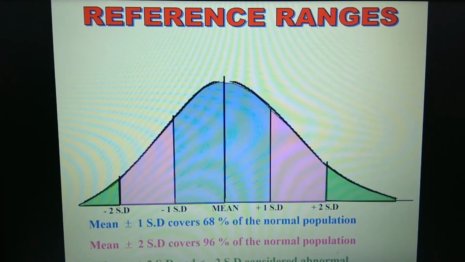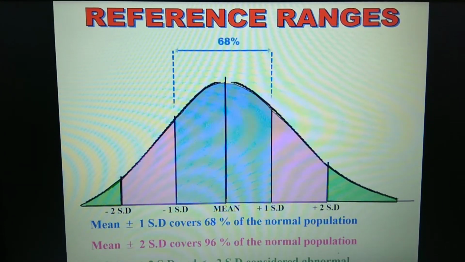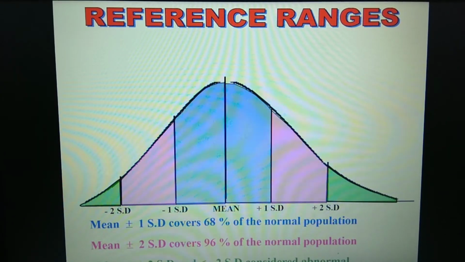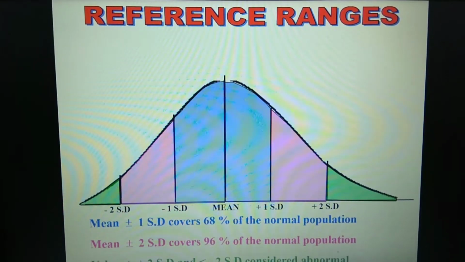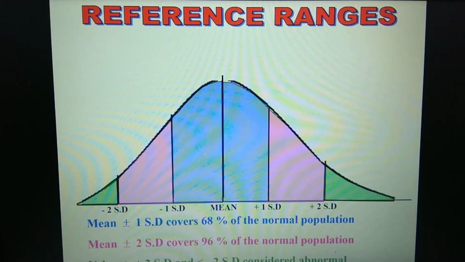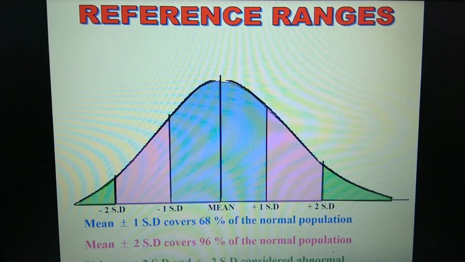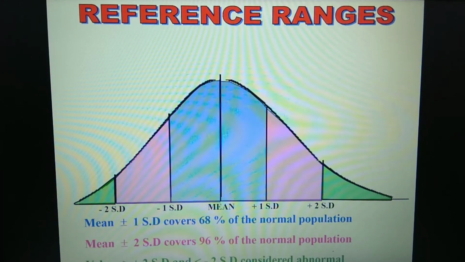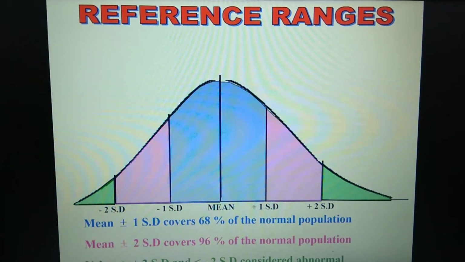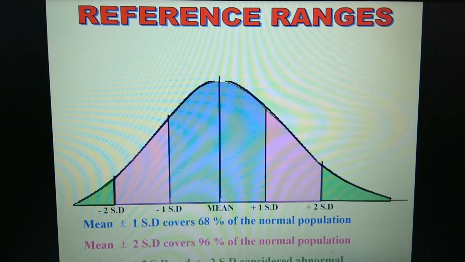The mean plus and minus 1 standard deviation area of this curve covers 68% of the population. Mean plus and minus 2 standard deviation area covers 96% of the population, and mean plus and minus 3 standard deviation area covers 99% or almost the entire population, you can say.